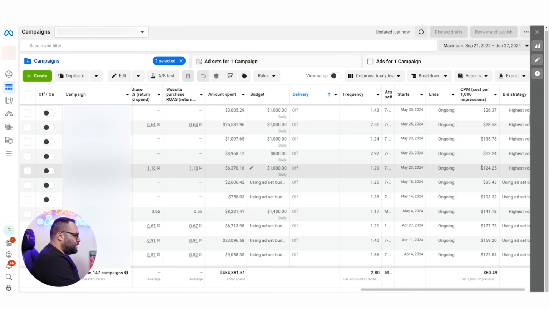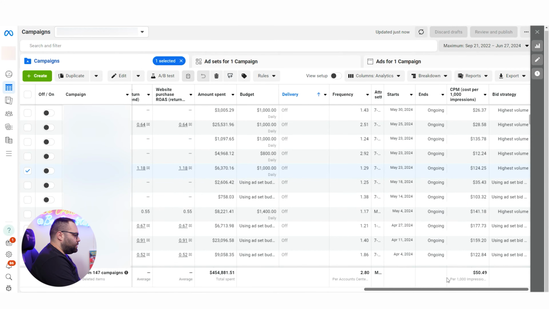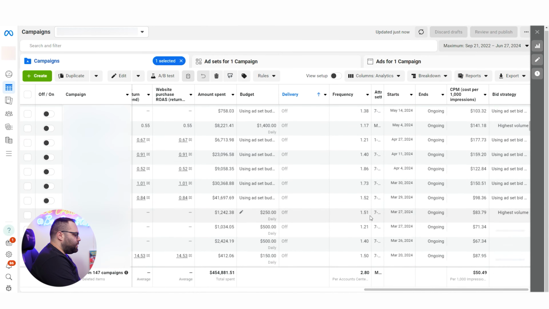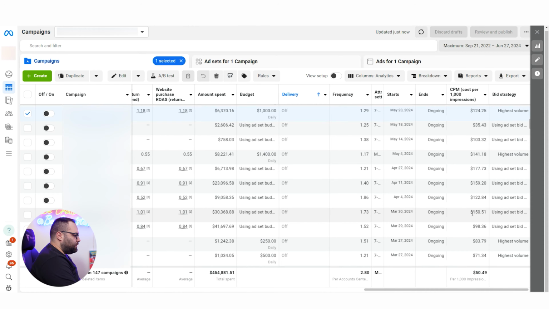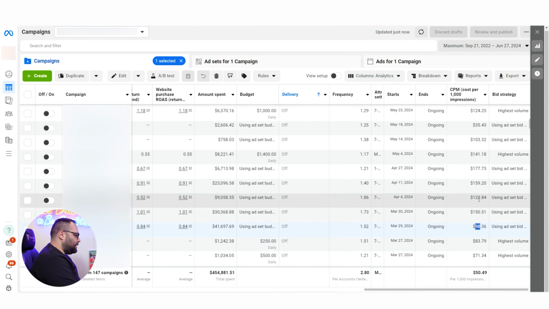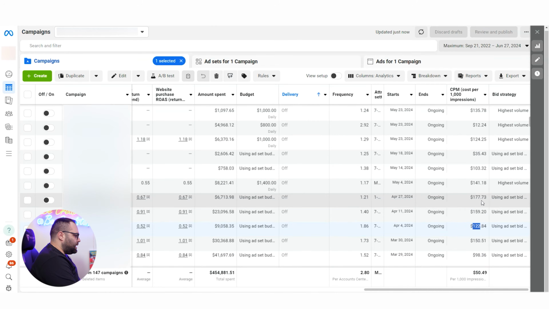Okay guys, so I came to this account around here, which was the 23rd of May. Before that, in this ad account, as you can see, we were having these CPMs here. This is in March, running 98, 83, 122, 159 CPMs.